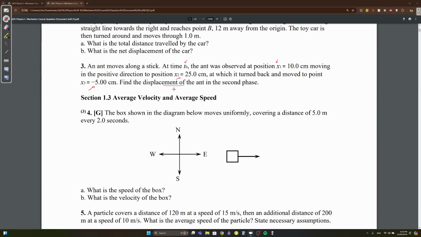Find the displacement. Some people, for some reason, do 15, and then some people would put like 40. I don't know why. When we say displacement, you just do final minus initial, delta x. Right? What's the final position? Minus 5. What's the initial position? 10. So it's minus 15.